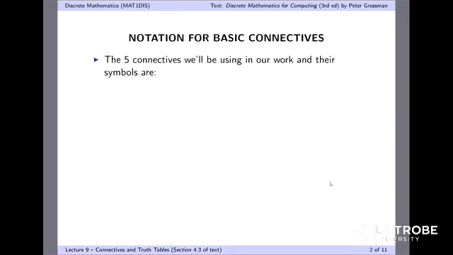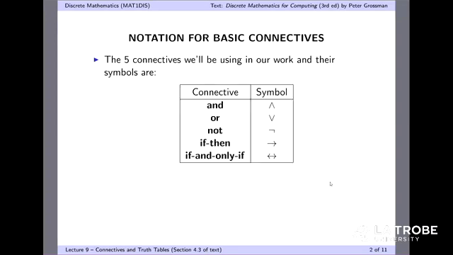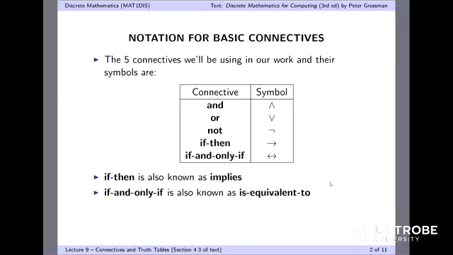We use these 5 connectives. These are the only 5 connectives that we're going to use, except later we will put some complements as well and we will deal with them separately. But anyway, for the time being, we use these connectives. If then is also known as implies. If and only if is also known as is equivalent to.